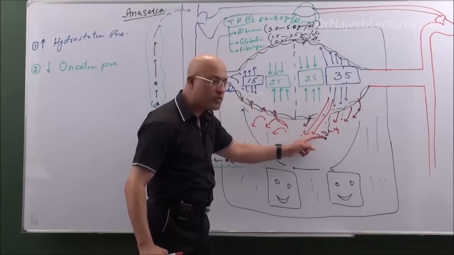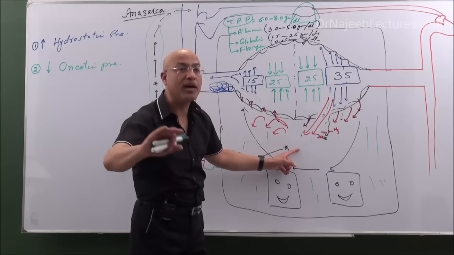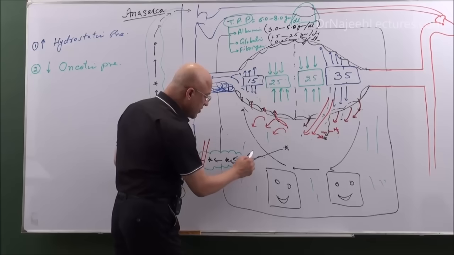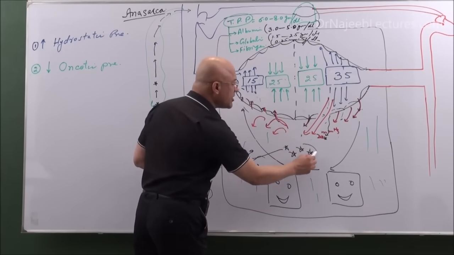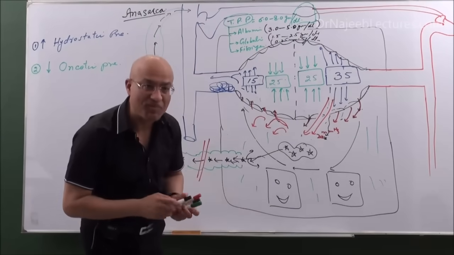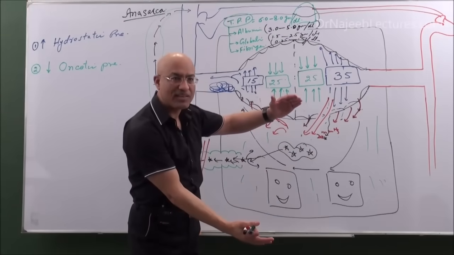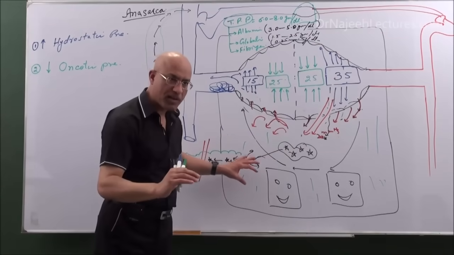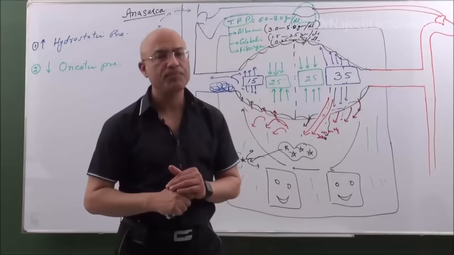The small amount of proteins which leak out over months and years will accumulate here because they are not being drained. When these proteins accumulate, they will increase the colloidal osmotic pressure in the interstitium, and that will hold the water, and this area will swell up, and that will lead to edema. Such kind of edema is called lymphedema. We will have a full lecture on lymphedema later. Here I want to mention one thing.